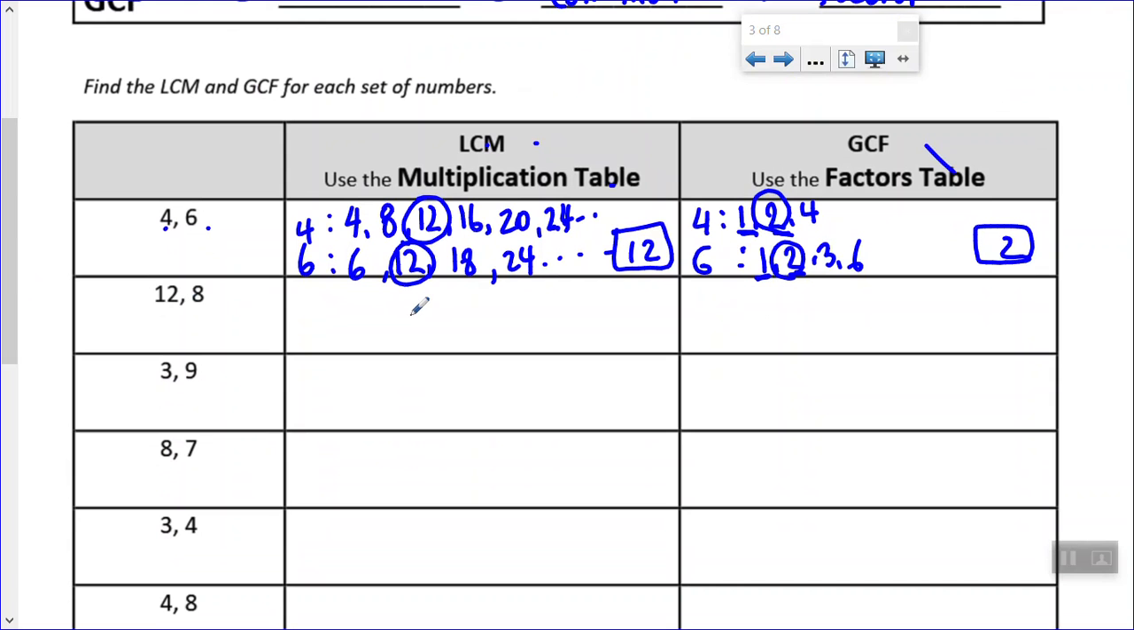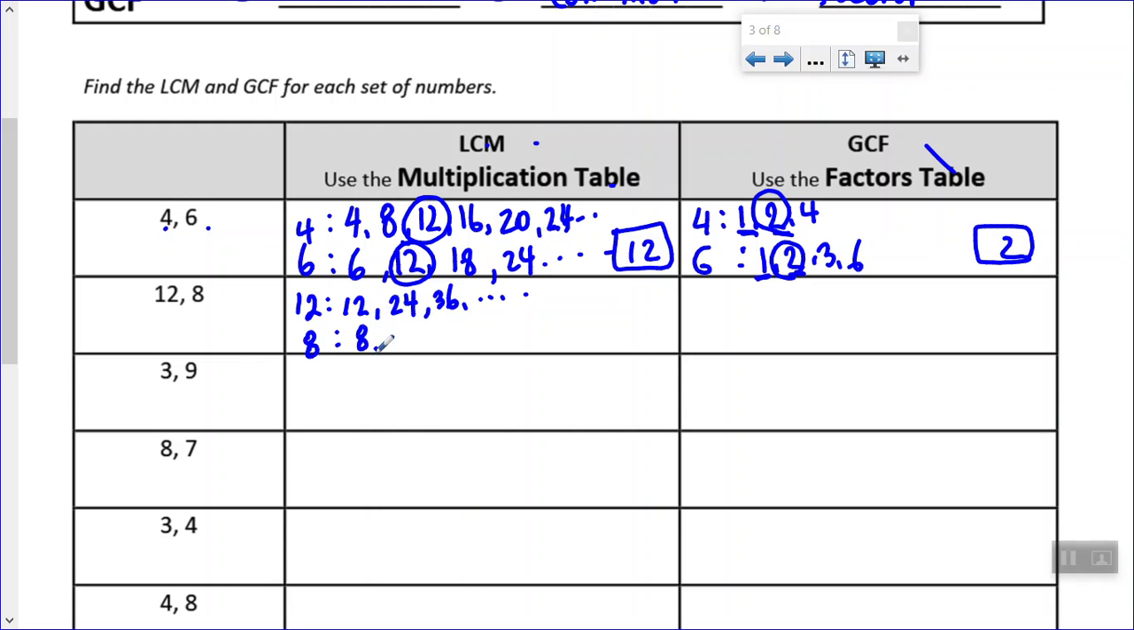Let's try a couple more examples. So what are the multiples of 12? We have 12 times 1 is 12. 12 times 2 is 24. 12 times 3 is 36. And it goes on. What are the multiples of 8?